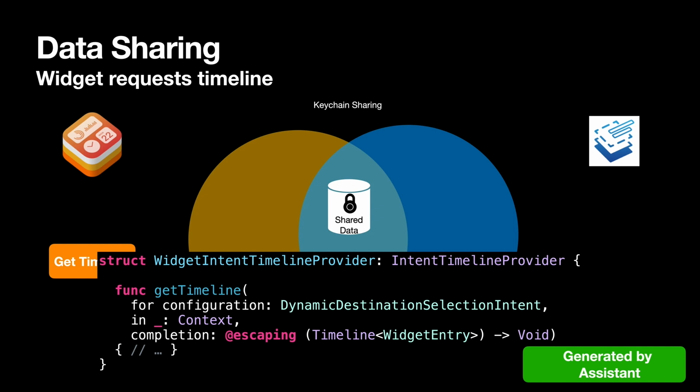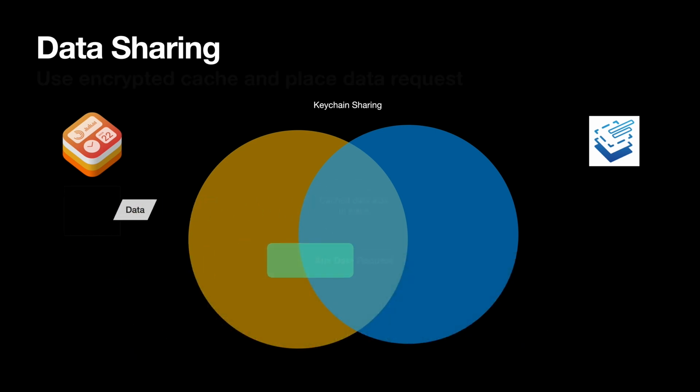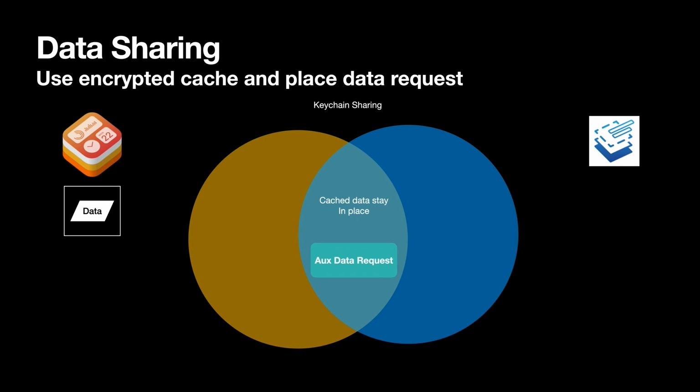The generated widget intent timeline provider retrieves the user-configured information for the particular widget via its intent, the first argument shown in here. Besides returning the cached data, an auxiliary data request gets serialized and stored in the keychain until the containing app can pick up and serve this request.